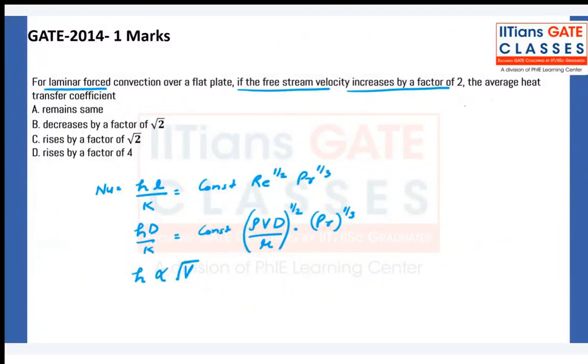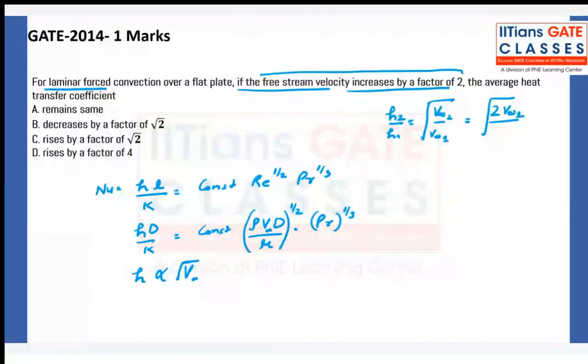So H2 by H1 is equal to root V2 by V1. Now I have increased the free stream velocity by a factor of 2. It is the free stream velocity, the Reynolds number uses the free stream velocity. Now I have increased my free stream velocity to 2 times the initial velocity, so it is 2 V infinity 1.